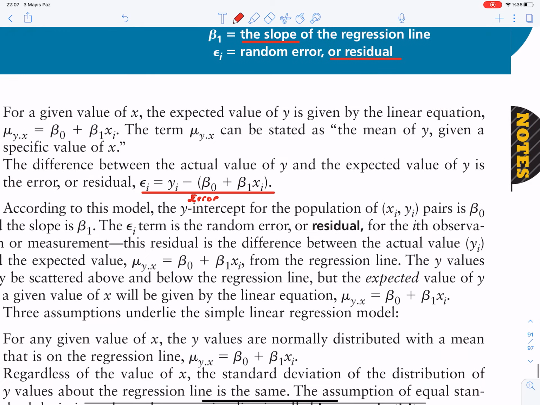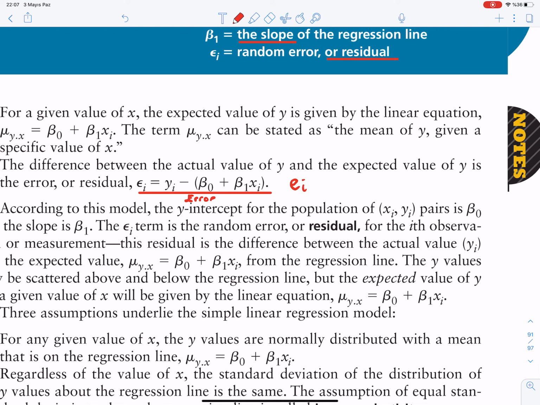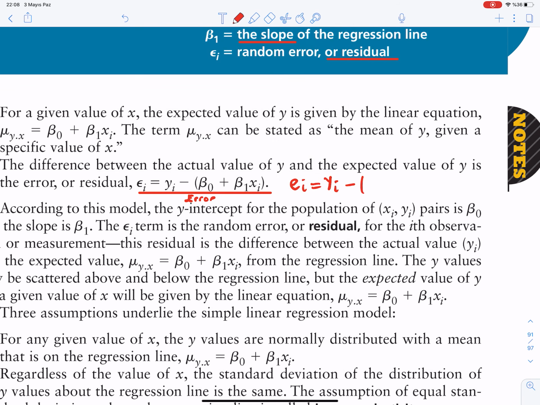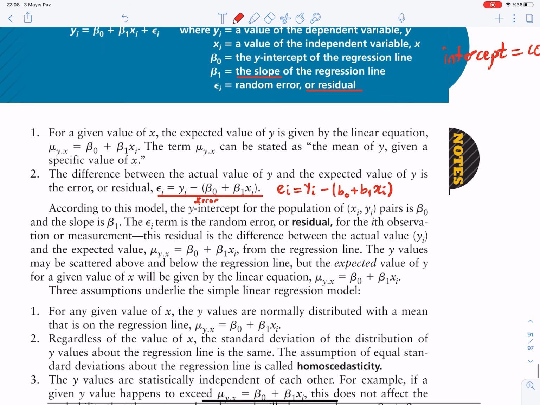And ei is an estimation of the error. So if you write this as yi minus the estimation from the regression line, the linear regression model can be considered, according to the book, as b null, with subscript null, plus b1 times xi. This is the estimation. So you can call this the residual.